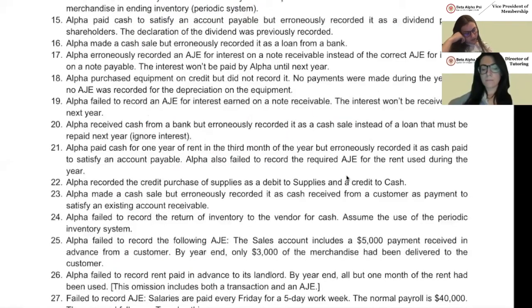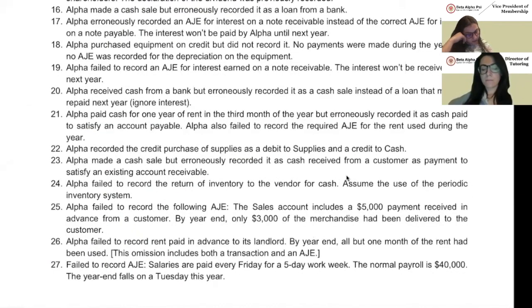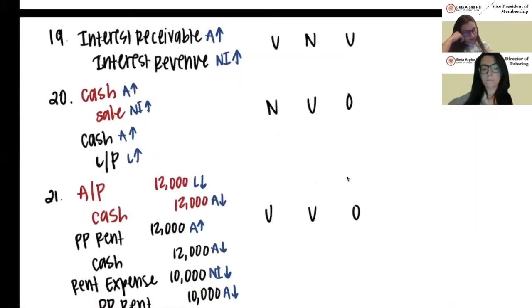All right, number 20. Alpha received cash from a bank, but recorded it as a cash sale instead of a loan that must be paid next year. So they recorded it as a sale, which is a debit to cash and a credit to sales, when it should have been recorded as a debit to cash and a credit to loans payable. So the cash was correct, right? There's no effect on assets because the increase on the asset was correct.